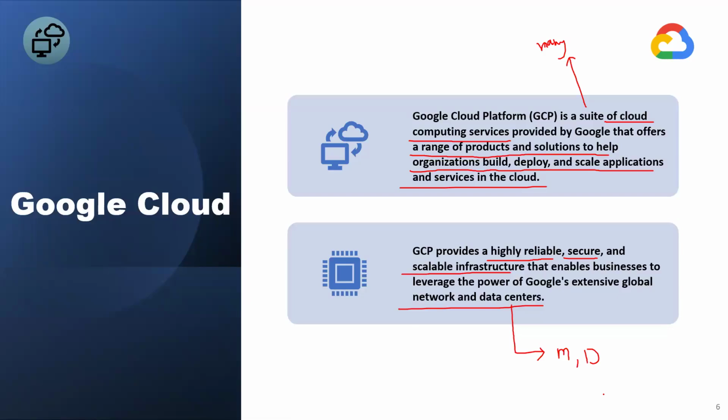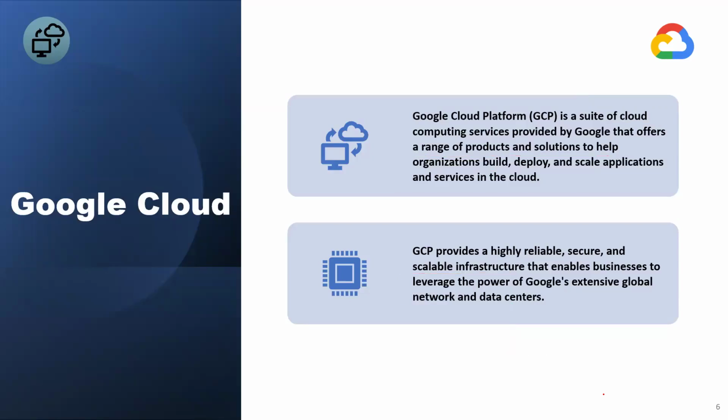So this is what Google Cloud Platform is, sir. Google Cloud Platform provides cloud computing services for companies to build their applications, deploy their applications, or scale their applications and services in the cloud. It is highly reliable, highly secure, and provides scalable infrastructure, and it has its own data centers throughout the world. In India also we have data centers in Mumbai and Delhi.